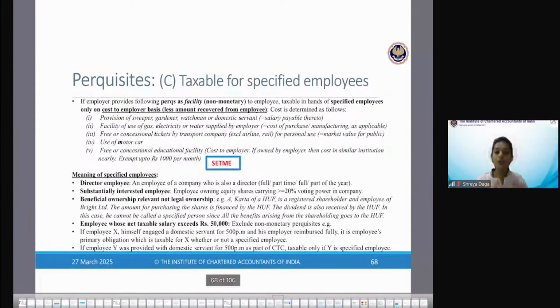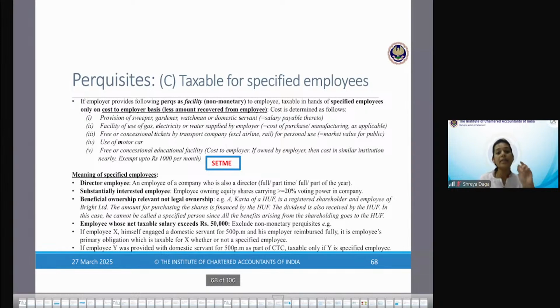And for those specified employees, these are the 5 items which are taxable as perquisites. For all others, it is not taxable. So what are those 5 items? Number 1 was domestic servant, provision of servant.